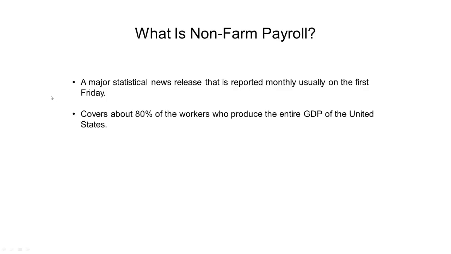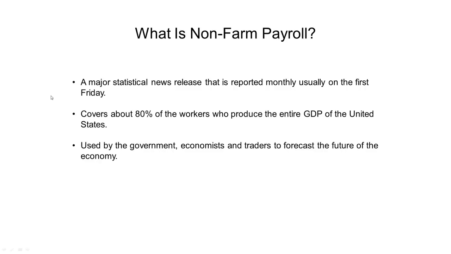But this is a news release that covers about 80% of the workers who produce the entire gross domestic product of the United States. So it's a pretty big deal. It's used by the government, economists, and traders, both stock traders, futures traders, Forex traders, everybody is usually keeping tabs on what that number is and how it's affecting the economy. They also use it to forecast the future of the economy. And usually about the same time you get the jobless claims number and the unemployment rate, so that you can see another indicator of where the economy is going.